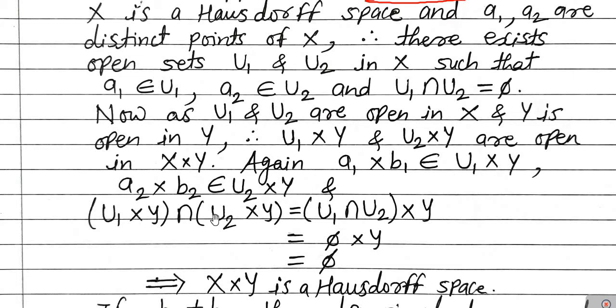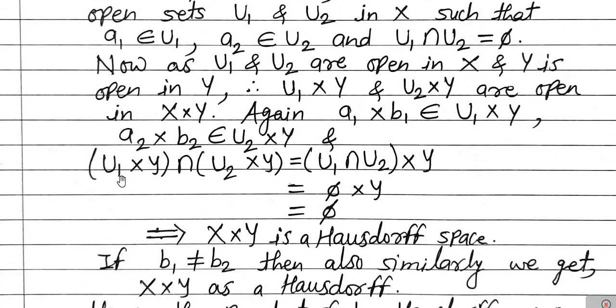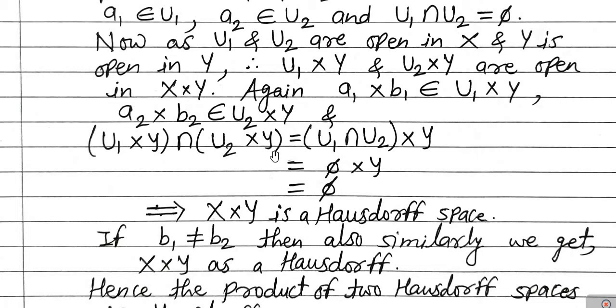Why is it so? Observe here. We have U1 cross Y intersection with U2 cross Y. By set theory, this is equal to U1 intersection U2, cross Y. Now as U1 intersection U2 is empty, put the empty set phi. So this is equal to the empty set phi cross Y. And we know that the Cartesian product of the empty set with any set is always the empty set. Therefore, this is equal to the empty set phi.